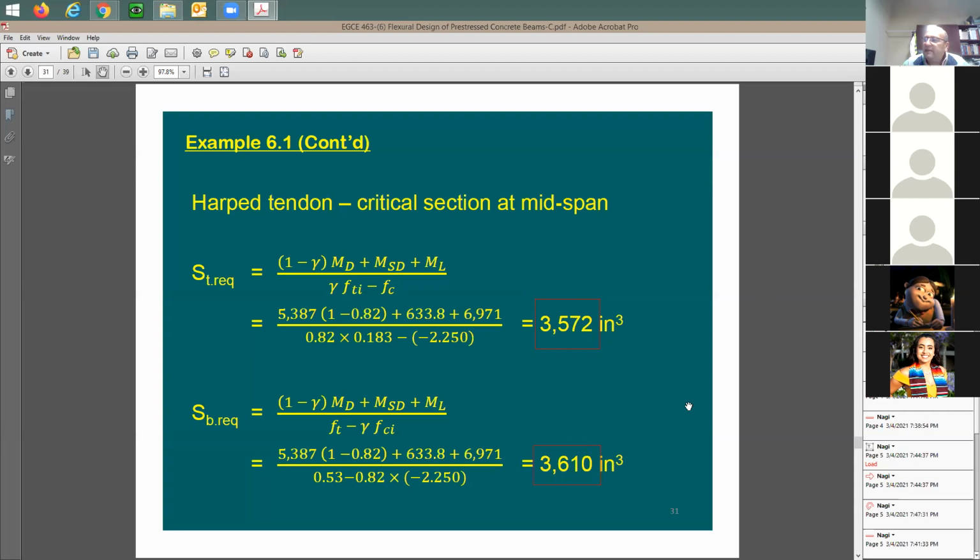Now I need to go through some tables and find out S top and S bottom for all of these sections and pick one of them, the one I'd like to use. As long as the section that you pick has a section modulus more than this value at the top and more than this value at the bottom, you should be fine. Your beam should be fine stress-wise. It should satisfy all the requirements of checking the stresses top and bottom, initial and service level.